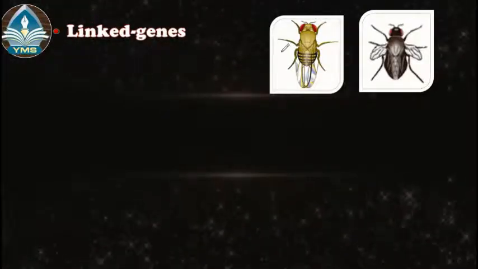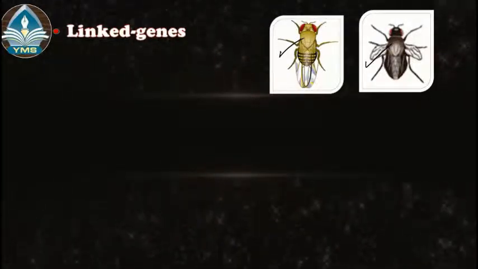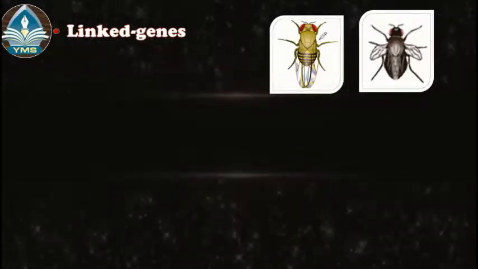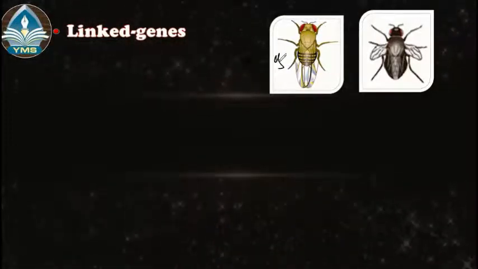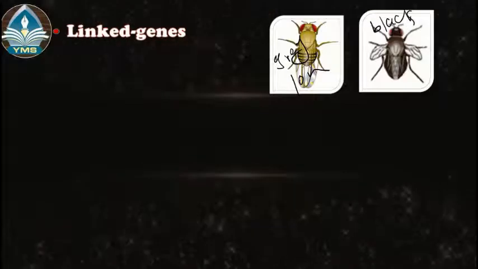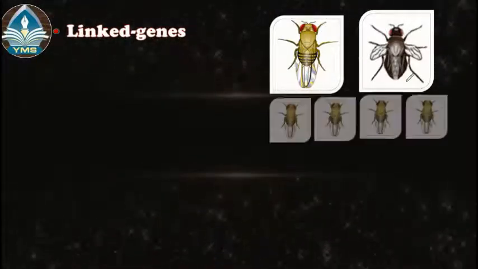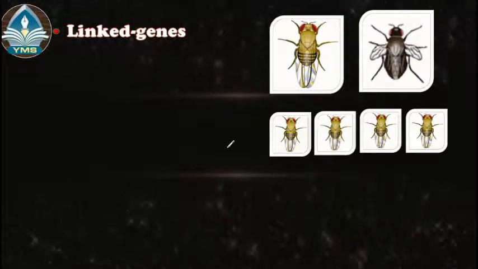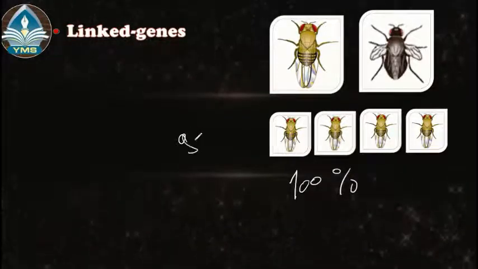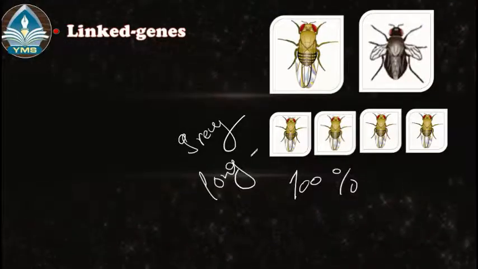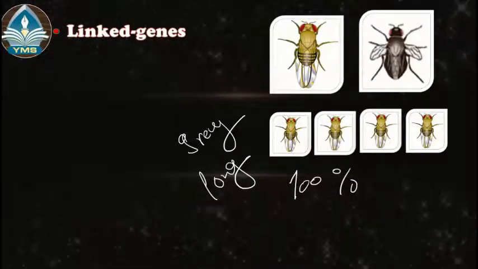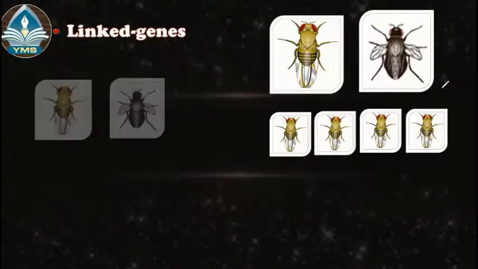Now here, this is the female and this is the male. It is important to know the gender because it will make a difference later in the second part. Here we have gray with long wings, and here we have black with short, or vestigial, wings. When we cross them, what will we get? We'll get 100% of the offspring with gray color and long wings. So we can conclude that the gray color is dominant and the long wings are also dominant, while the others are recessive. Let's explain these.